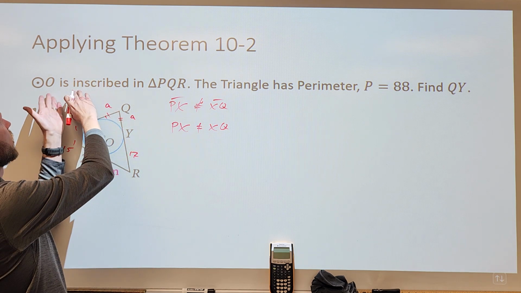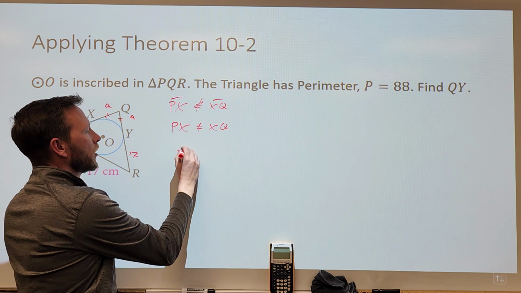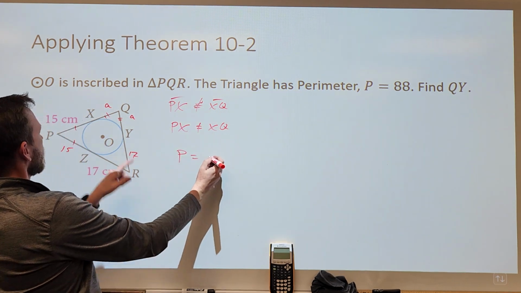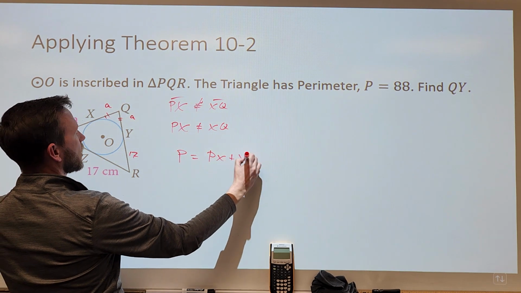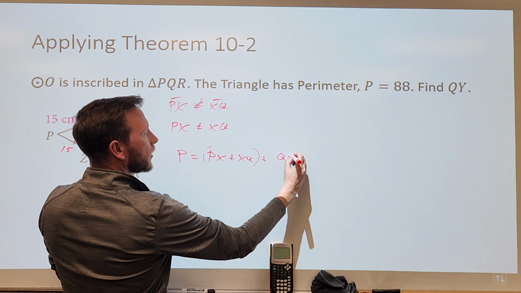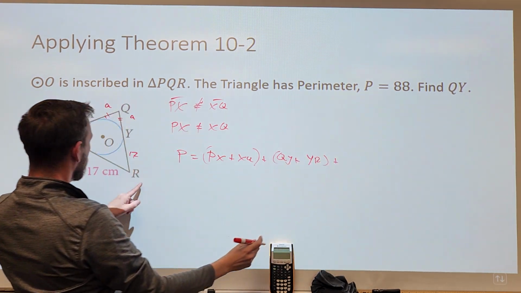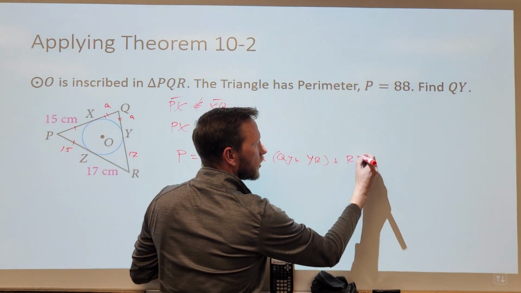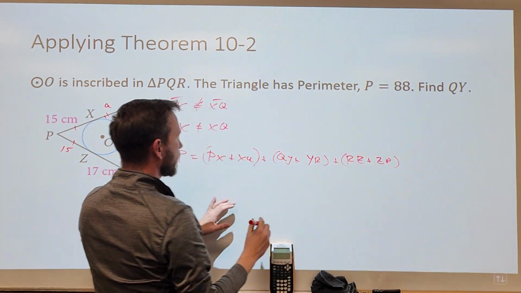So I'm going to have an equation here. Circle O is inscribed in this triangle. The triangle has this perimeter. The perimeter is going to be the lengths of the sides added up. So PX and XQ, that's one side. And then QY and YR, that's another side. And then this third side is RZ and ZP added together.